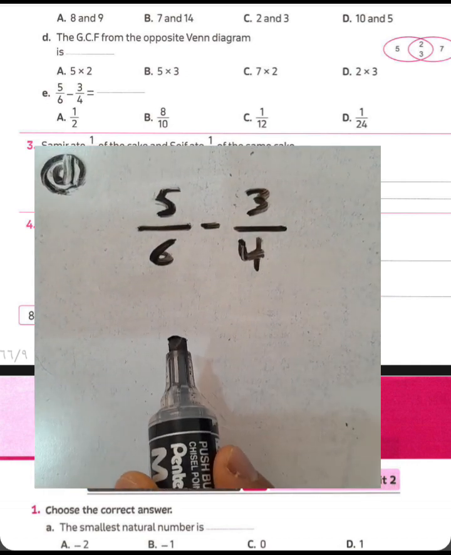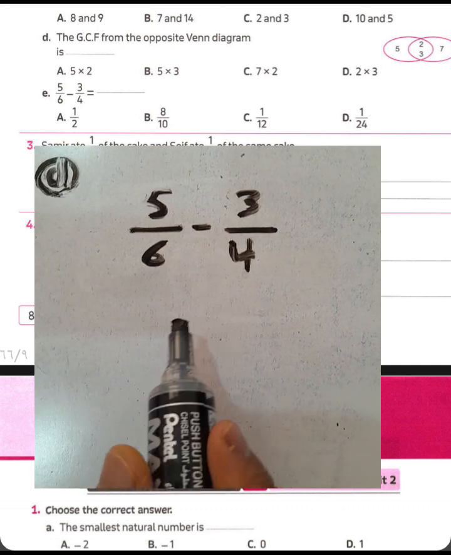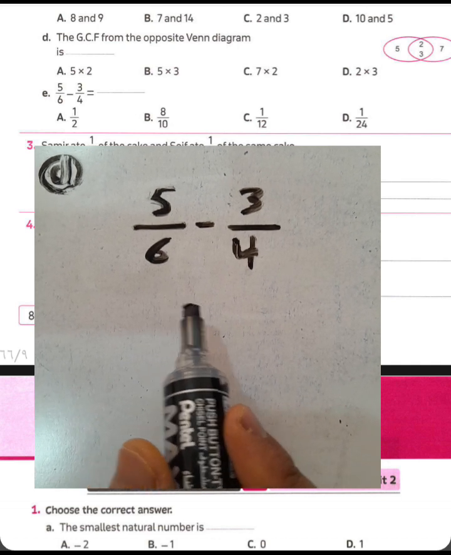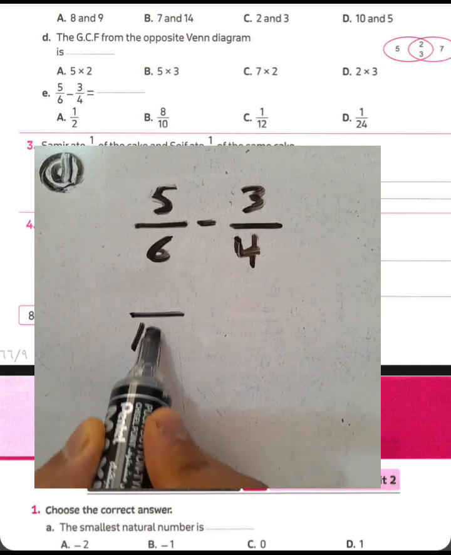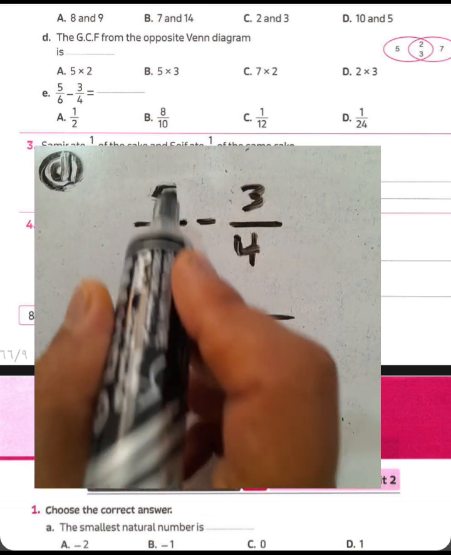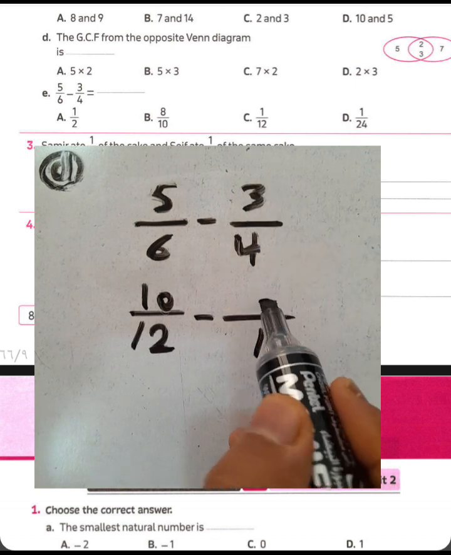In this example, we must find the least common multiple between the two denominators. 6 can be divided by 4. Then 6 plus 6 equals 12. 12 can be divided by 4. So you must write 12 in the denominator here. 2 times 6 equals 12, and 2 times 5 equals 10. 3 times 4 equals 12, and 3 times 3 equals 9.